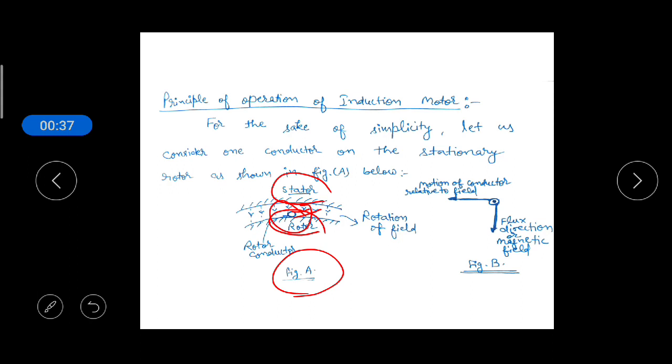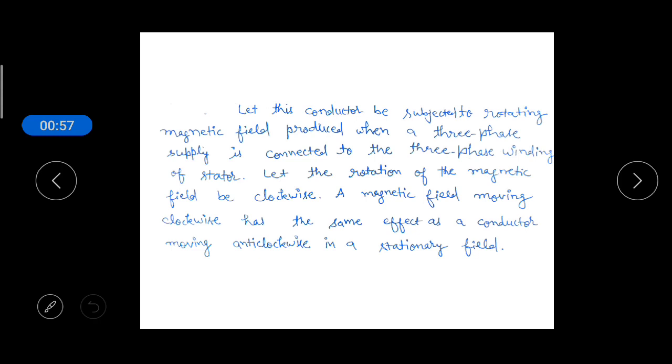Further, we have discussed in the previous section that whenever three-phase supply is given to the induction motor, it produces a rotating magnetic field. Let us say this is the rotation of your magnetic field. It rotates in the clockwise direction. We have seen that. So let this conductor be subject to the rotating magnetic field produced when a three-phase supply is connected to the three-phase winding of the stator. Let the rotation of the magnetic field be clockwise. We have seen it in the previous lecture.